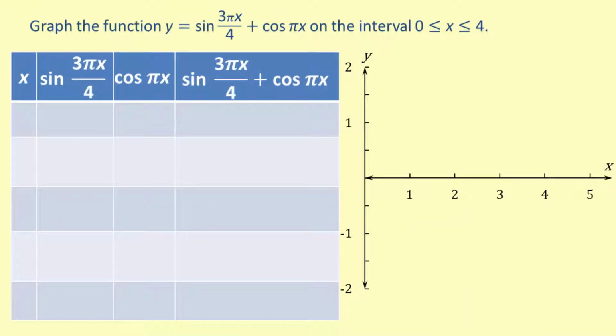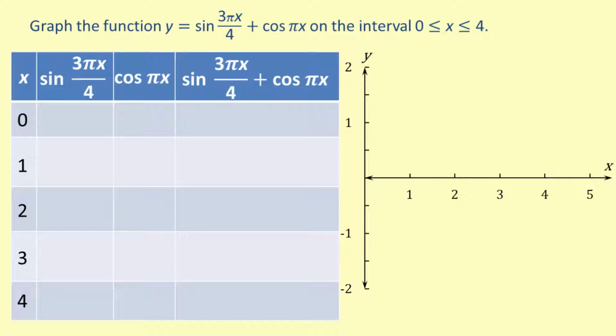Graph the function y equals sine of 3 pi x over 4 plus cosine of pi x on the interval x is greater than or equal to 0 and x is less than or equal to 4. Notice that we will be graphing a sum of functions, so we can use the addition of ordinates method. Let's make a table of x and y values for sine of 3 pi x over 4, cosine of pi x, and their sum, sine of 3 pi x over 4 plus cosine of pi x. For convenience, we'll choose 0, 1, 2, 3, and 4 as our x values.